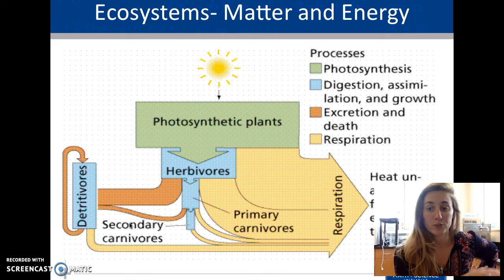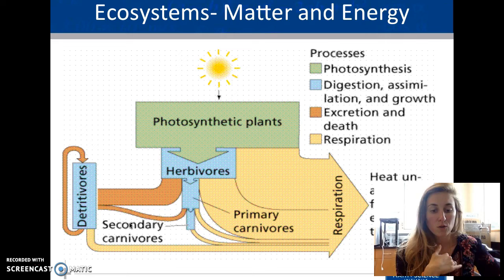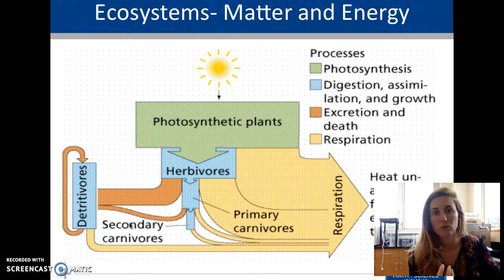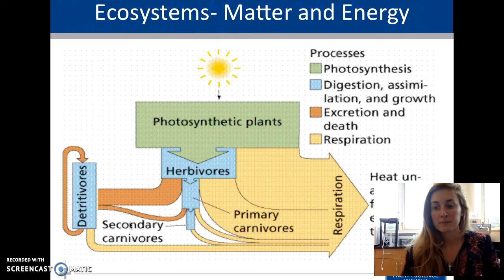Once we use that energy, we utilize it, it is then waste energy, which is heat. Heat is not really usable for any type of process.